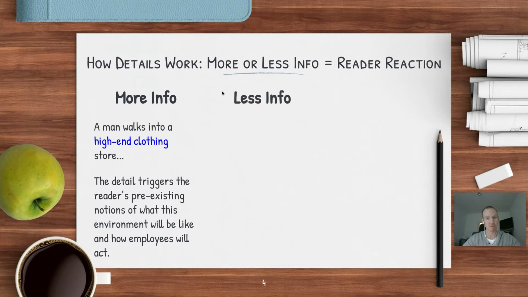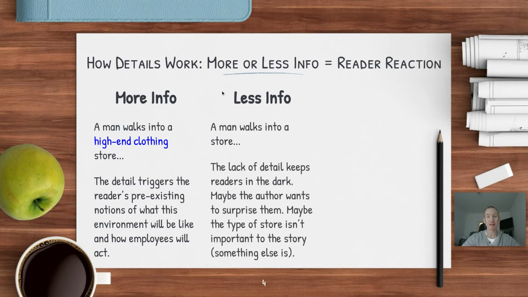If there's less information, if you just had a man walks into a store, the lack of detail keeps the readers in the dark. Maybe the author wants to surprise them. Maybe the type of store isn't actually important to the story. Something else is actually more important, and that's why the author decided not to put details there, but to put the detail somewhere else where it was important.